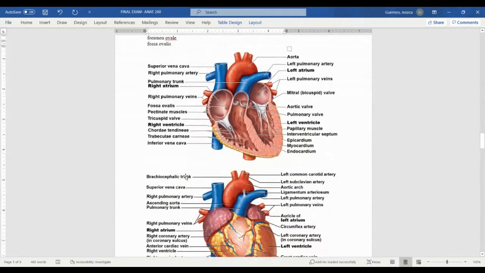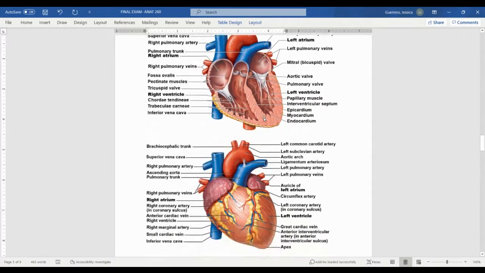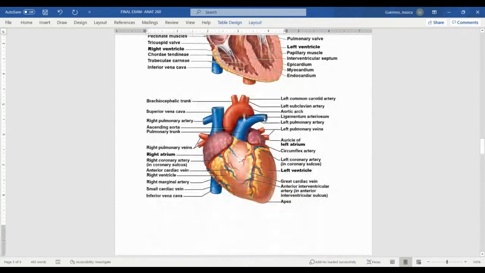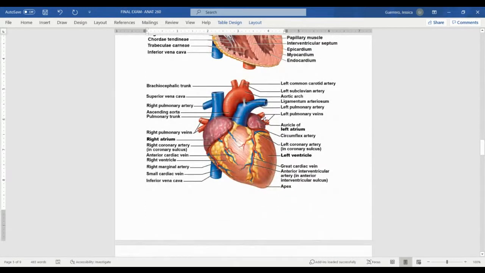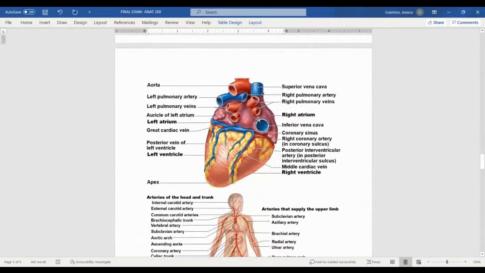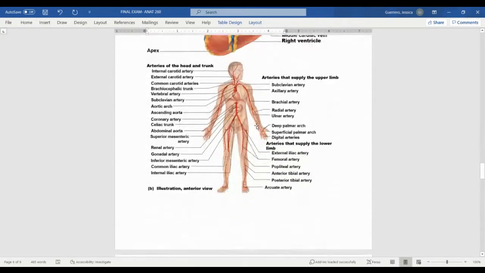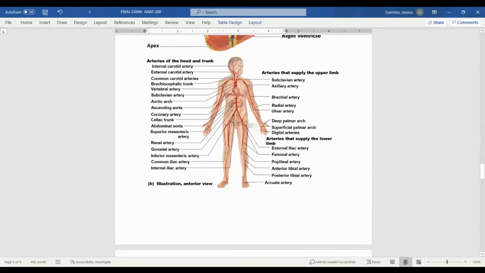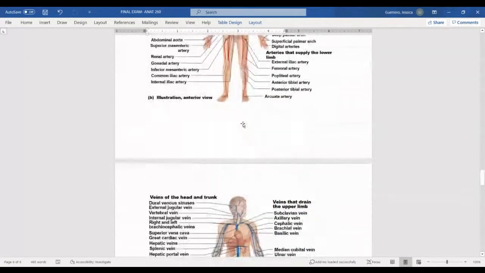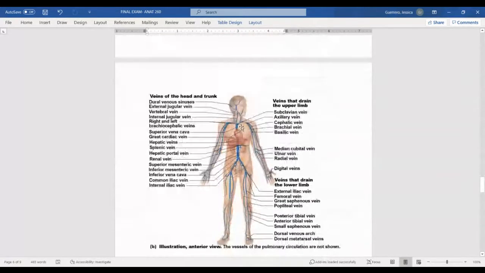But I also included these diagrams because there's quite a few anatomical aspects on this final exam that you need to be familiar with. So I have the different views of the heart, and I have it labeled for you to study. Okay, posterior view. I also have the blood vessels. This is anterior view. And these are arteries also. And these are veins.